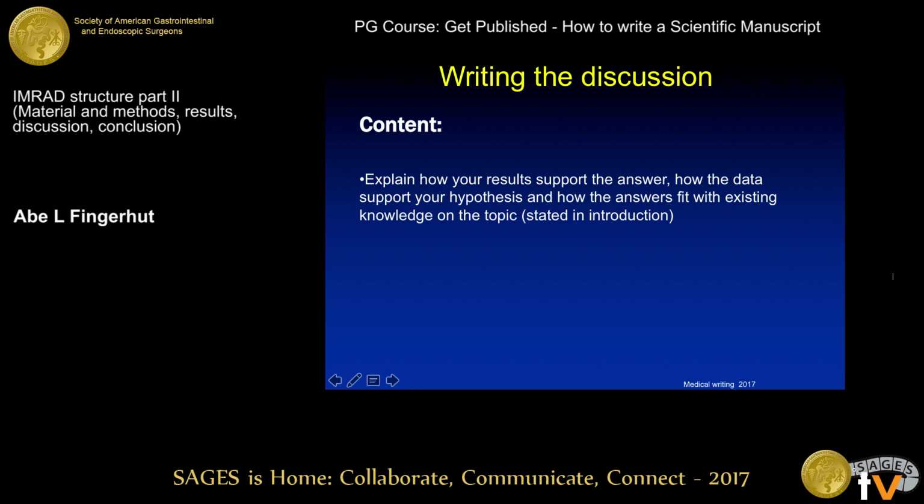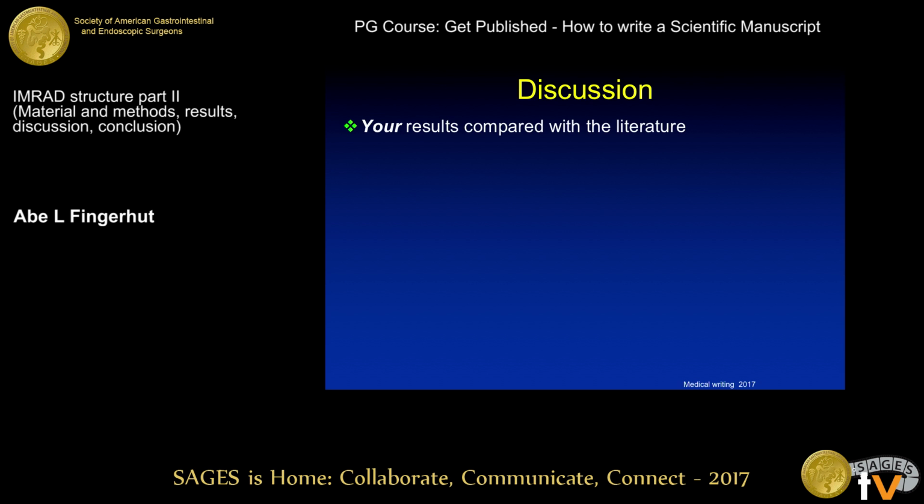After that, you're going to explain how your results support that answer. How that data supports the outcome of your hypothesis. And most importantly, how that fits into existing knowledge on that topic. You're going to compare your results to what others have done and found. This is the essential part of your discussion. And don't forget the order: the chronological order in materials and methods is the same that you use in results and the same that you use in your discussion, to make sure that the reader understands what you're talking about and in what order.